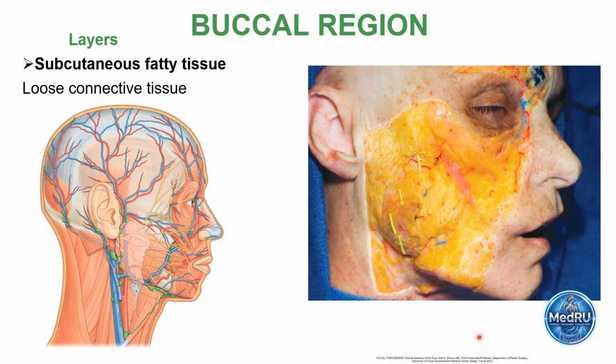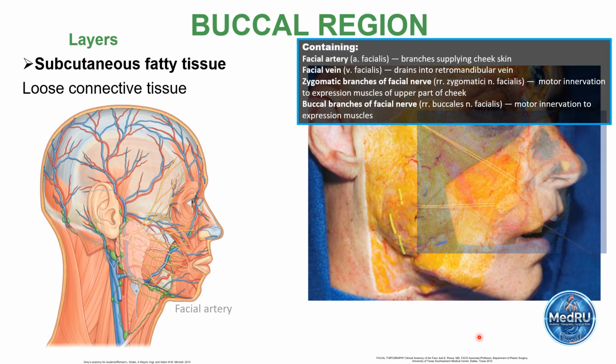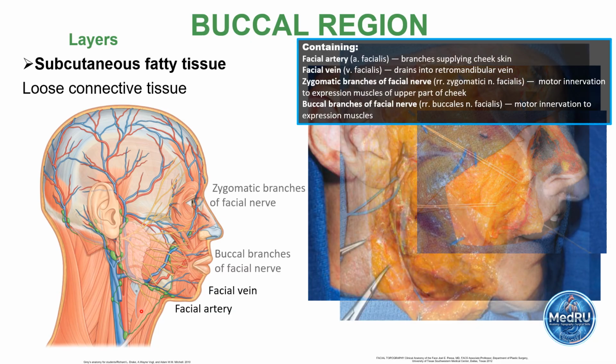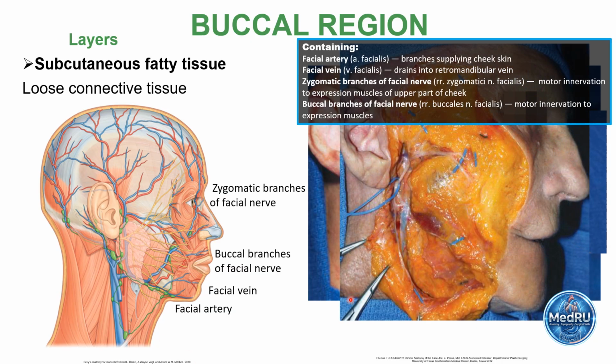The arterial blood to the cheek skin is delivered by branches arising from the facial artery. Venous drainage is accomplished via the facial vein, which ultimately empties into the retromandibular vein. Motor control of the mimetic muscles of the cheek is governed by the zygomatic and buccal branches of the facial nerve. For a detailed topography of the facial vessels and nerves, watch a separate video.